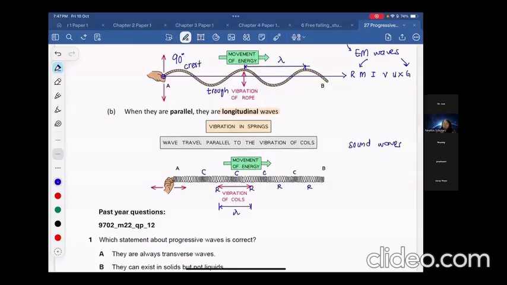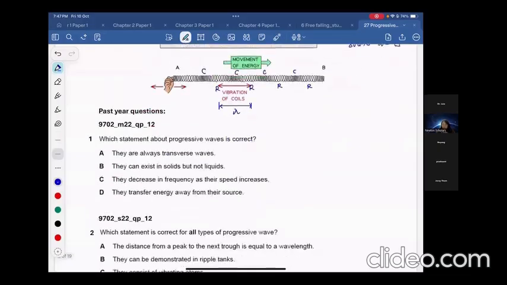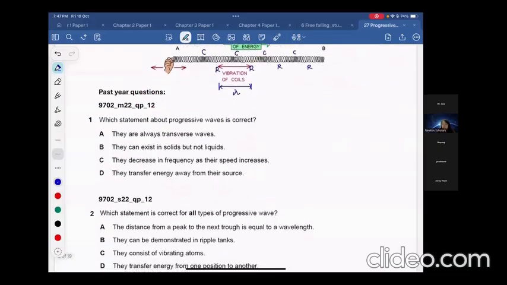So for progressive wave, it can be a progressive transverse wave. It can be a progressive longitudinal wave. Okay, so we look at two simple examples of past year questions. This is 2022. Which statement about progressive wave is correct? Can you try and then type your answer in the chat box?